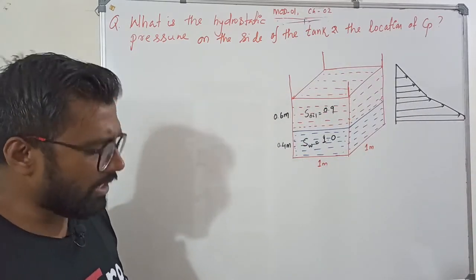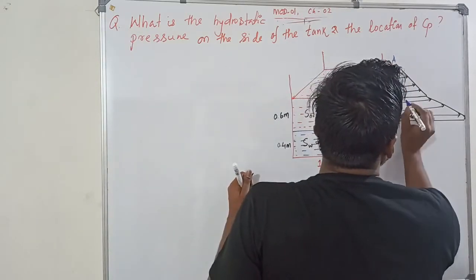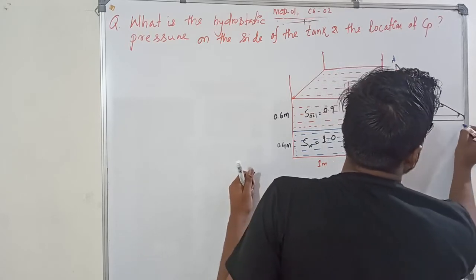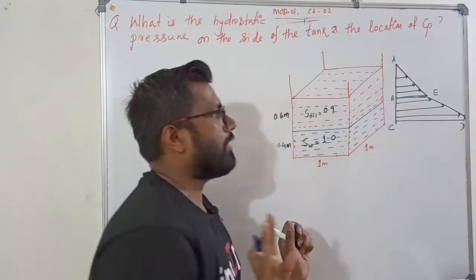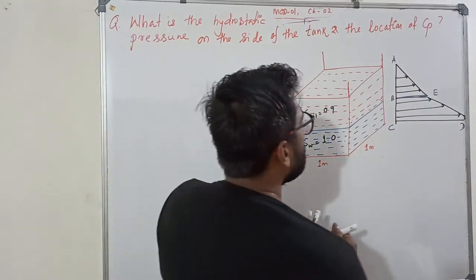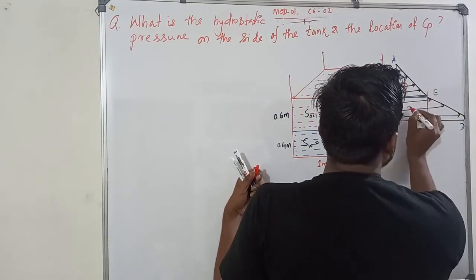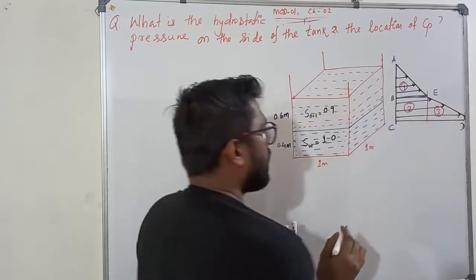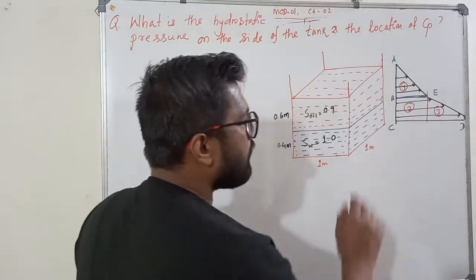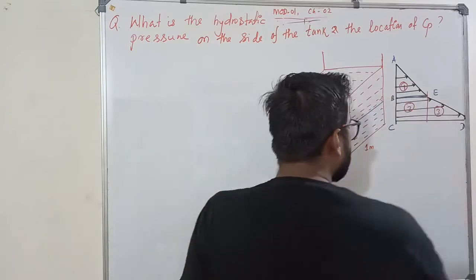Now let me name it for easy understanding. Let this junction be A, then B, C, D, and E. I have named it. So now I'll try to convert this pressure diagram into three parts: part 1, part 2, and part 3. Got it? Now let's solve one by one. What will be the pressure at B?